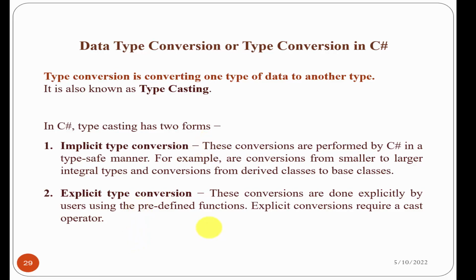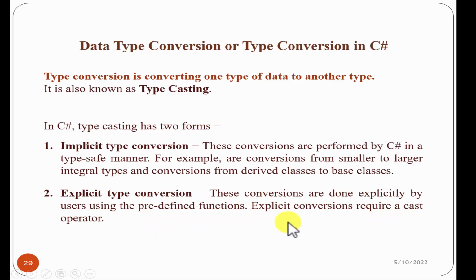The second is explicit type conversion. Explicit means manual. Type conversion will be done manually by the programmer, so the programmer will do this process explicitly. Whenever we need an odd conversion that our compiler will not do, we can do this kind of process, but we need to provide some cast operators. These conversions are done explicitly by the user using predefined functions. Explicit conversions require a cast operator.